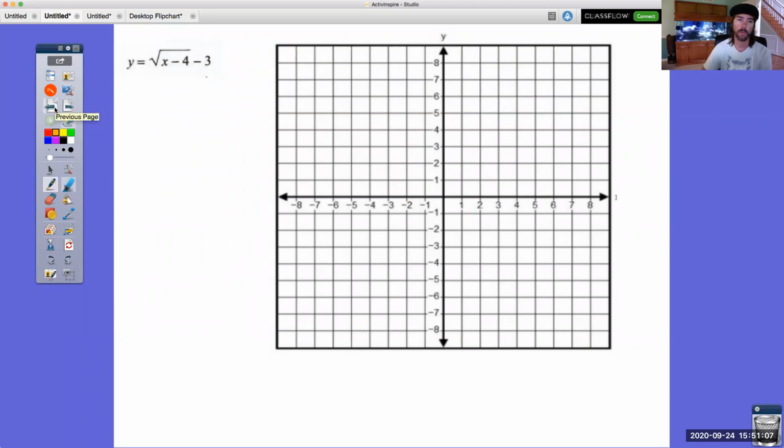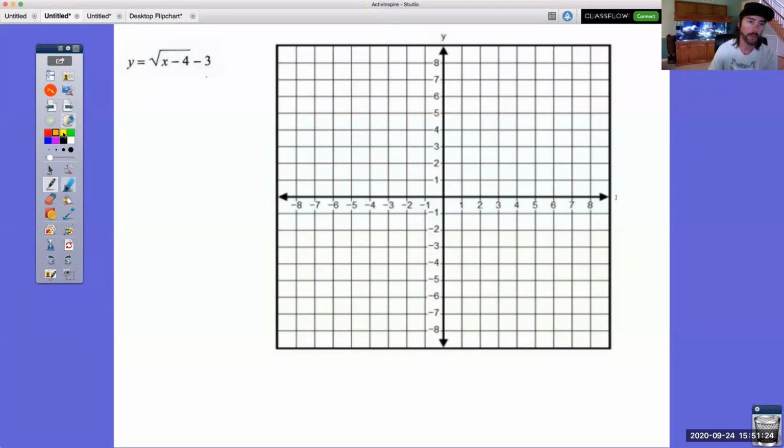Square root of x minus 4 minus 3. Plot your original 4 points and then move them however the problem says. Go ahead and hit pause. I'll be back in a second or whenever you unpause. Okay, if you've unpaused, you're ready for some answers now.